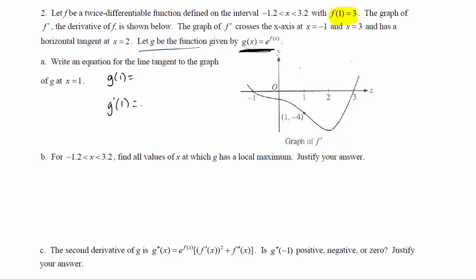Well, g of 1 is pretty easy. All you have to do is plug in 1 into e to the power of f of x. This is e to the power of f of 1, which is e to the power. Now, remember, they gave us f of 1. It's right there. It's e to the power of 3.